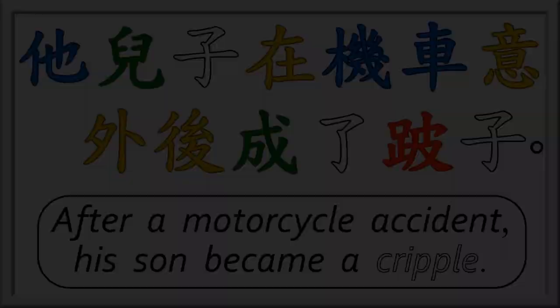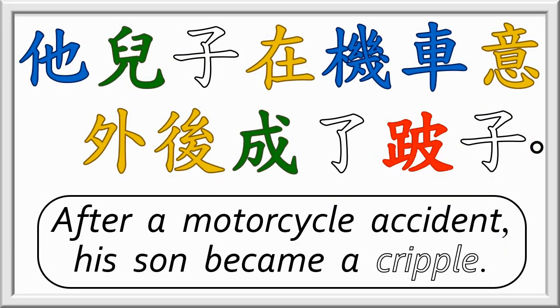The word for a cripple is 跛子. I'm not sure if that's the politically correct English term nowadays, but that's what's given in my dictionary. 他儿子在机车意外后成了跛子。After a motorcycle accident, his son was a cripple.